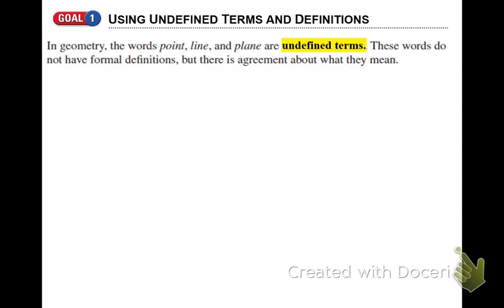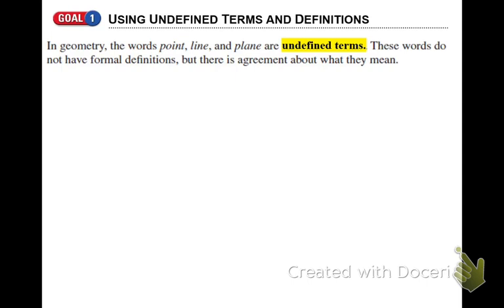So I'm going to show you: highlight point, line, and plane, and then off the side, write that they are undefined terms. So right here where the bullet points are, point, line, and plane, you're going to highlight those, and then write that they're called undefined terms. And there's a reason for that.